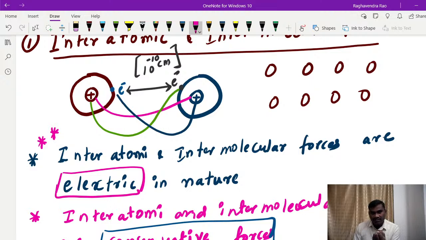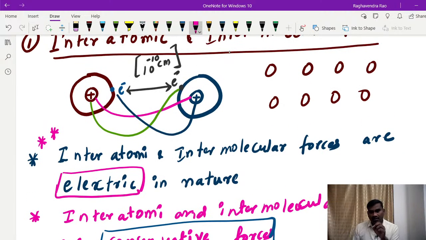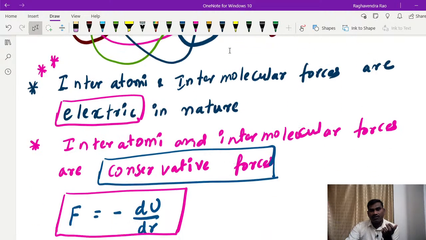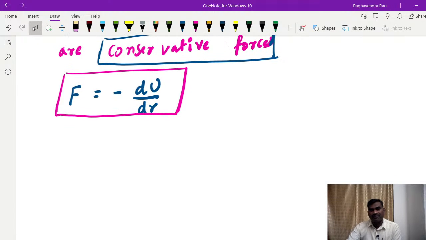When this distance is more, attractive forces will dominate. When the two atoms are very close together, that means the distance is decreasing, then because of like charges, repulsive force also dominates over the attractive forces. At a particular separation, these attractive and repulsive forces balance each other. That is called the equilibrium separation. How these interatomic and intermolecular forces change with the separation between the two atoms, we can express in terms of a graphical representation. They may ask this graphical representation in the examination.